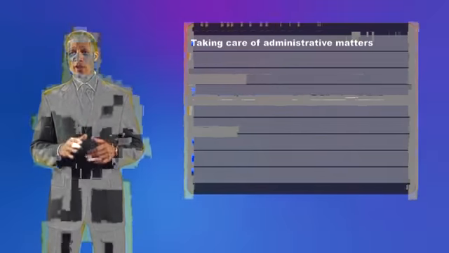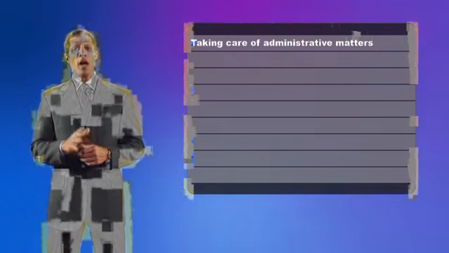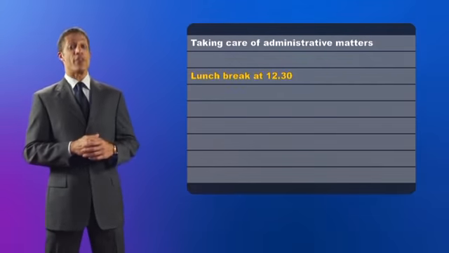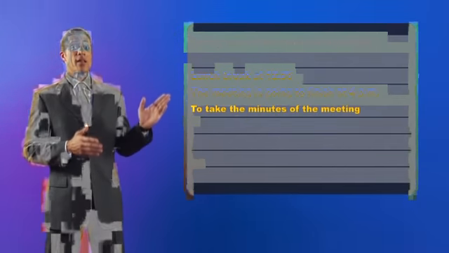Miranda says, "I think it's best if we take the points in order." Instead, you can say, "I would like to skip item and move on to item." She takes care of any administrative matters appropriately. Lunch break at 12:30. The meeting is going to finish at 4 p.m. And Linda is going to take the minutes of the meeting.